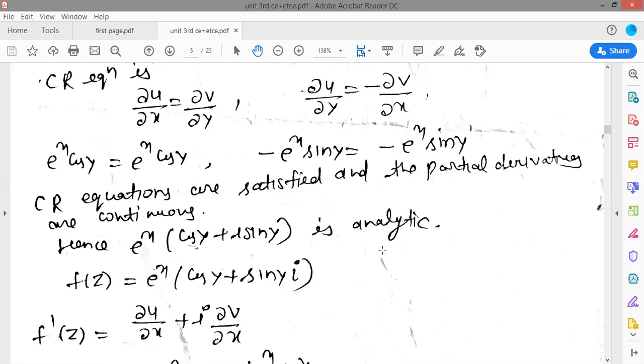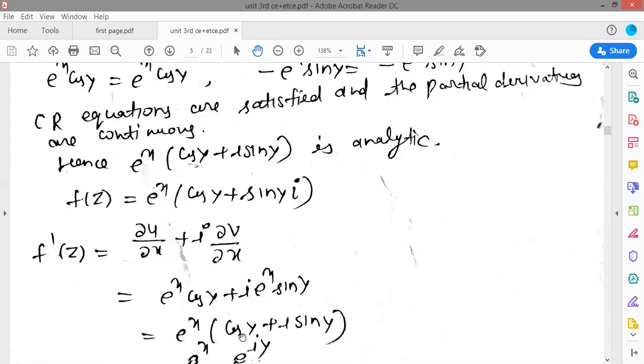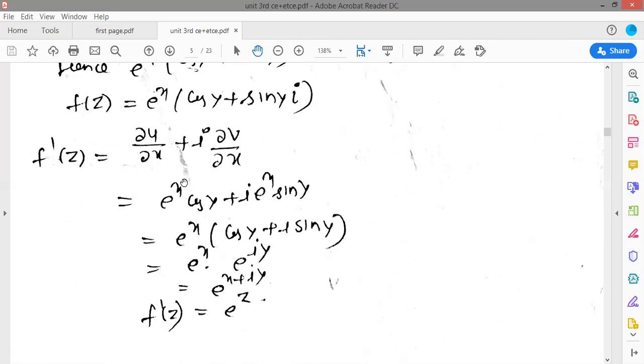Now second is to find the derivative. So f(z) is equal to this one, and we know that the derivative is f'(z) equal to del u upon del x plus i del v upon del x. So just put here the values of del u upon del x and del v upon del x. So e to the power x is common, taking it outside: cos y plus i sin y.